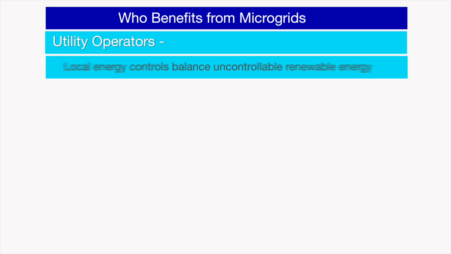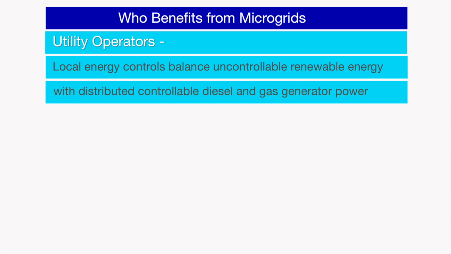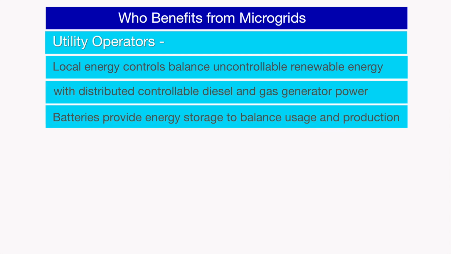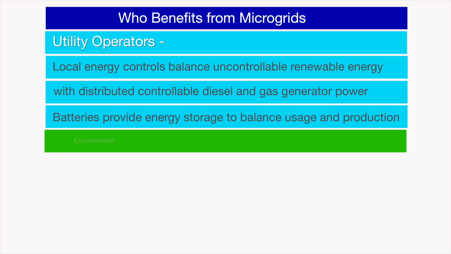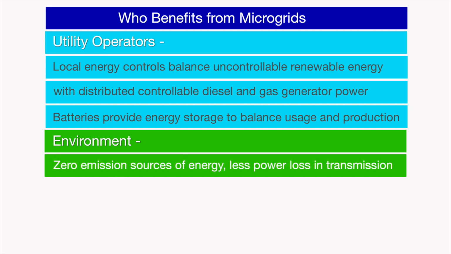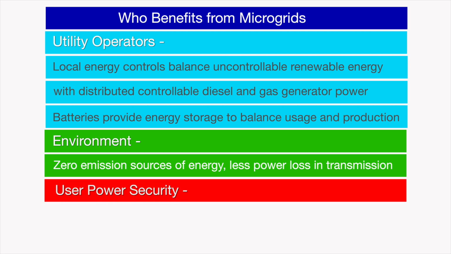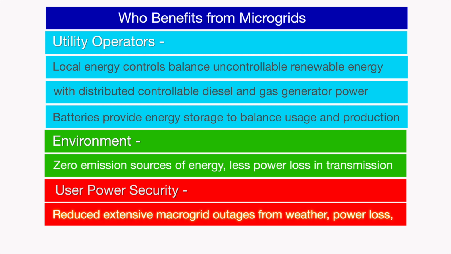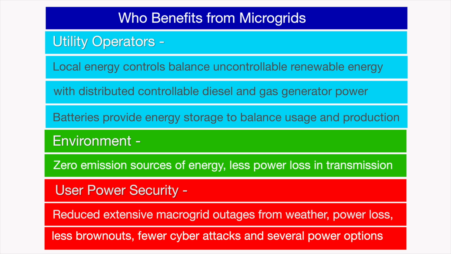With local energy controls, they can balance uncontrollable renewable energy sources such as wind and solar, with controllable diesel and gas generator power. Batteries provide energy storage to balance power usage and production. The environment is a huge beneficiary, principally from zero-emission power sources and a reduction in power losses through transmission lines within macrogrid systems. User power security is greatly enhanced, and users don't have to rely on an aging macrogrid with its exposure to weather, overload brownouts, cyber attacks, and the reliance on one power source.